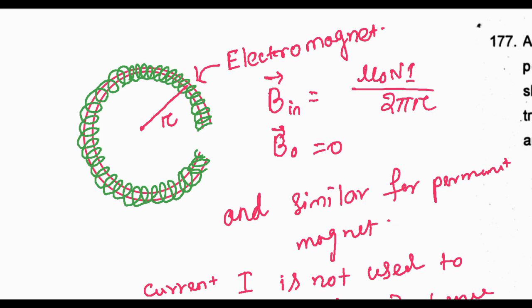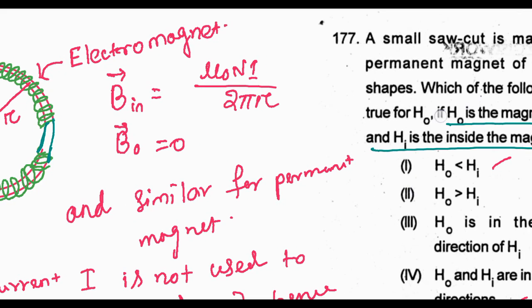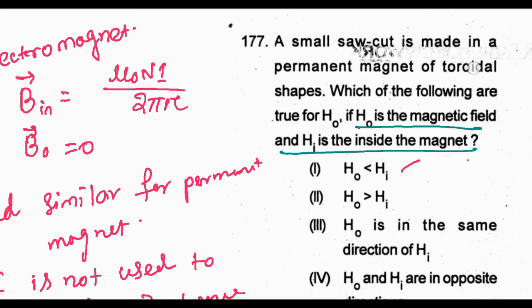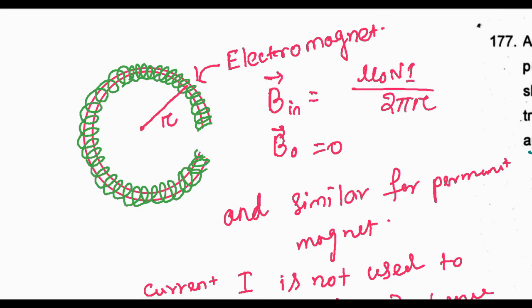Toroidal shape means, if we wind a wire like a solenoid on a metallic ring, this will be a toroidal shape. And in case of a permanent magnet, toroidal shape is just like a ring of a permanent magnet. And what is given is that a saw cut is made in the permanent magnet of toroidal shape. Toroidal shape means this one, and I have made a saw cut here.